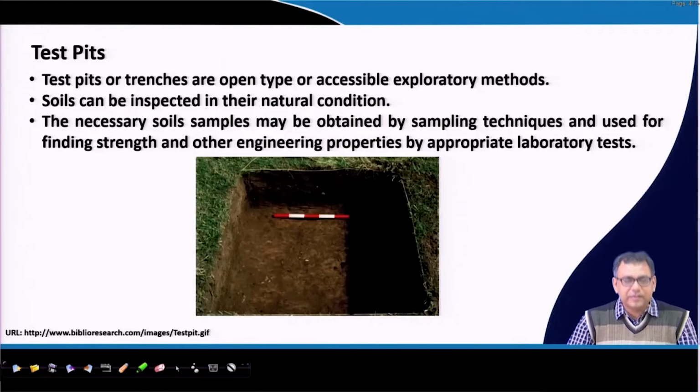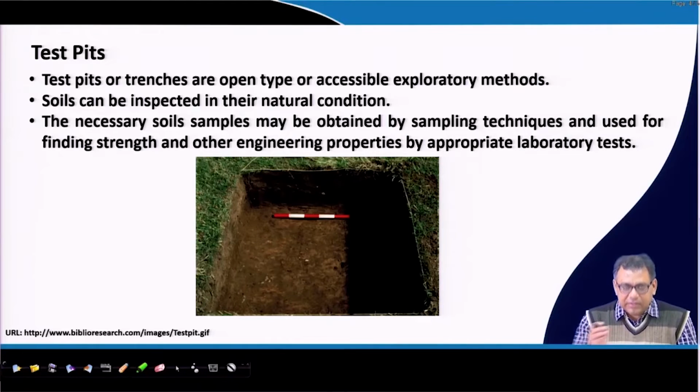Now, the first one is the test pit. You can see this picture, which is the test pit. Generally the depth of the test pit should be the depth of the foundation, and from this pit we can collect the soil sample. This is the direct method by which we can directly collect the soil sample, and then we take those soil samples to the lab and get the soil properties.